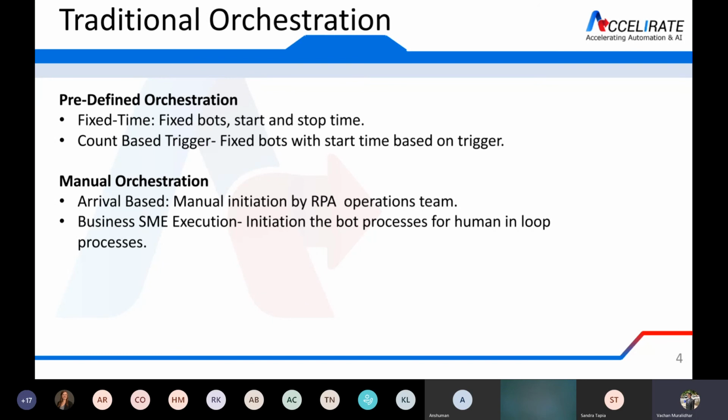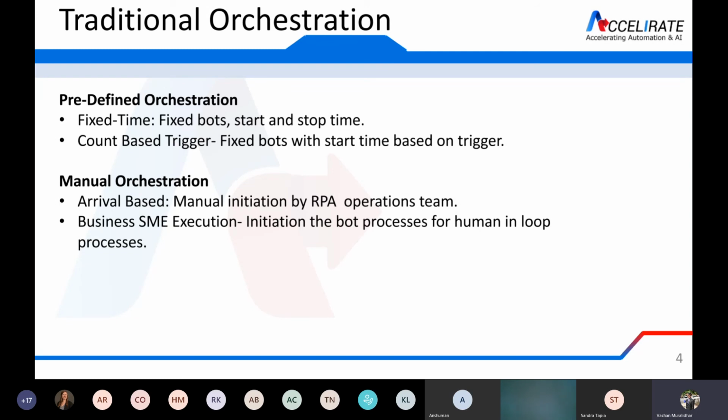The manual orchestration is where we don't have pre-configured parameters in the orchestrator, so we manually override those parameters in order to operate them by the orchestrator operator. There are two types. One is arrival based, where the operator will be manually initiating the bots based on demand, based on whether a business needs something or something like that.